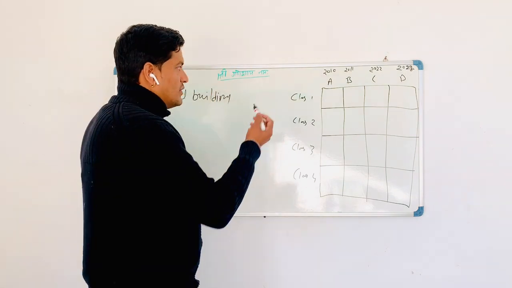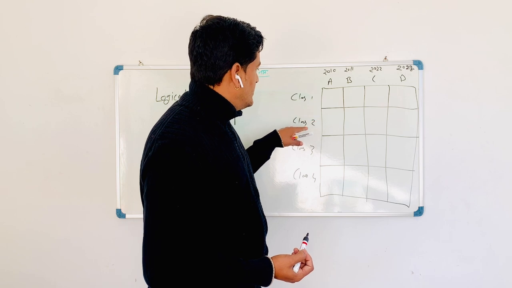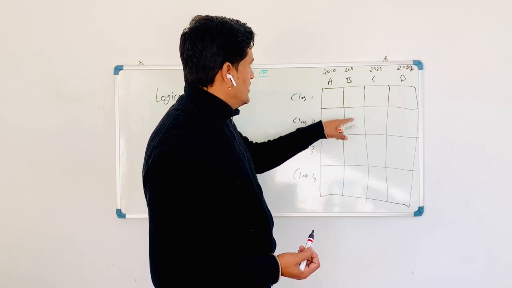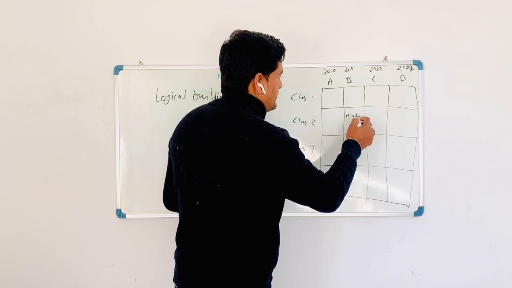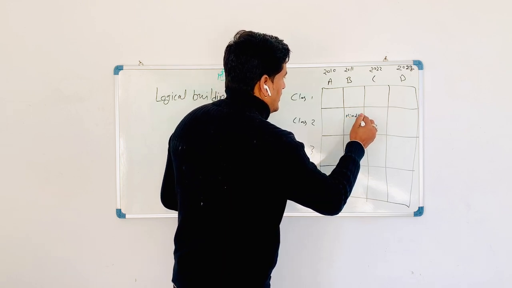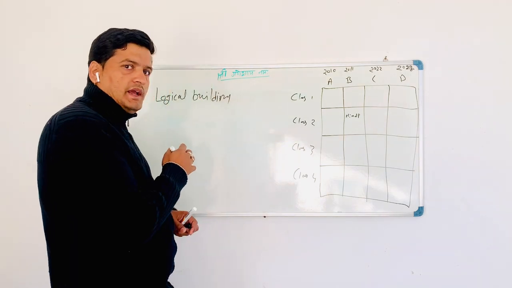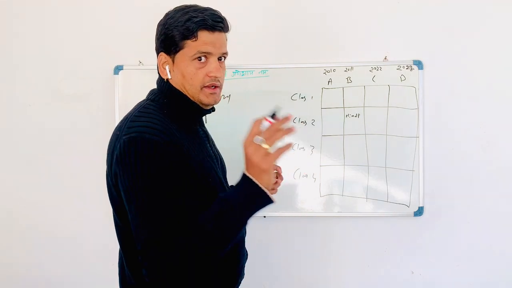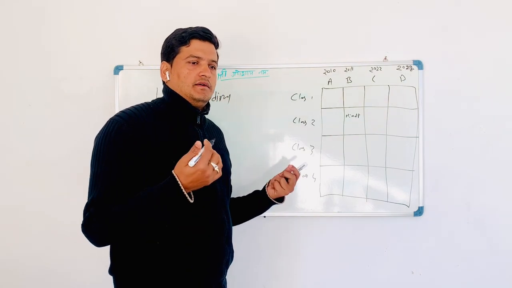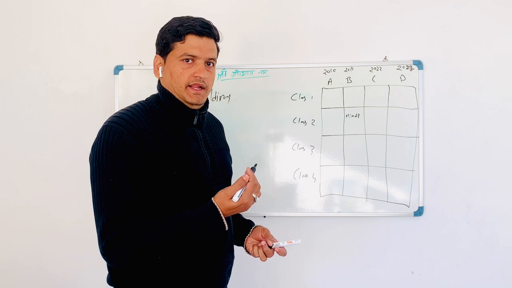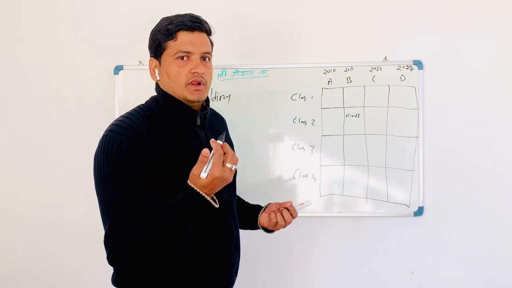So you'll go to that room and see, okay, I have to bring the class 2 Hindi book of 2011. You take it out from there, then come back and hand it over. Now if you have to make a machine learn this, the way your brain learns, the machine will learn in a similar way.